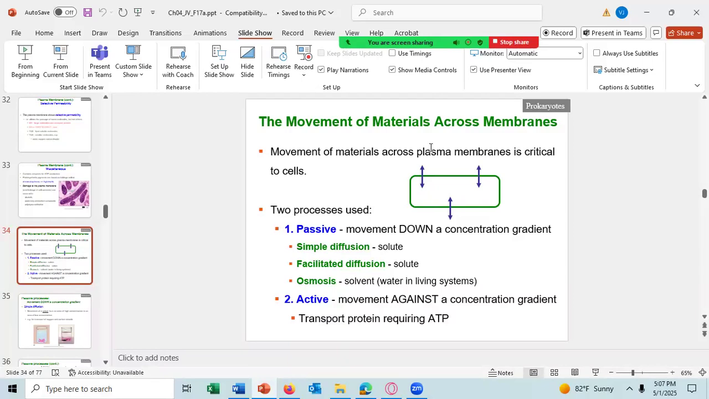It can be simple diffusion, and this works with oxygen and carbon dioxide. Oxygen simply moves into the cell by simple diffusion, and then carbon dioxide moves out of the cell by simple diffusion. You can also have facilitated diffusion, and this happens by a solute moving down its concentration gradient, going through a transport protein, or maybe I should say a channel protein, and moves down its concentration gradient.